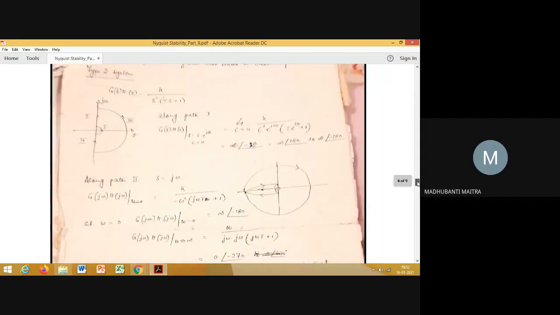Do you agree? Yes, ma'am. These two poles will have a constant angle contribution which is minus 180 degree, and the phase angle contribution of this pole will be dependent on the frequency. The phase angle contribution of this pole will be minus tan inverse omega T. So this is the net phase angle contribution by all the three poles.